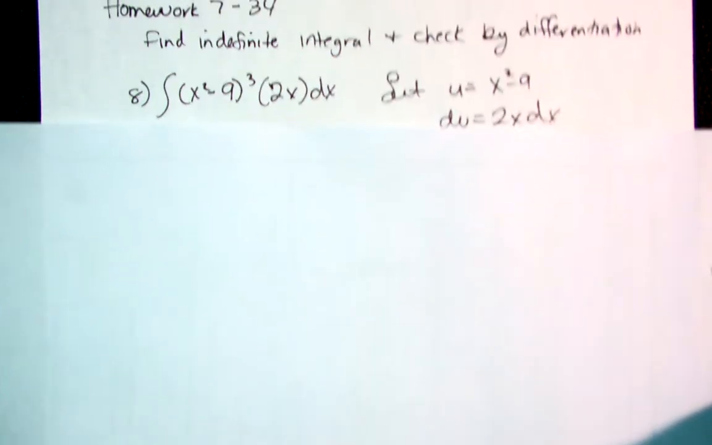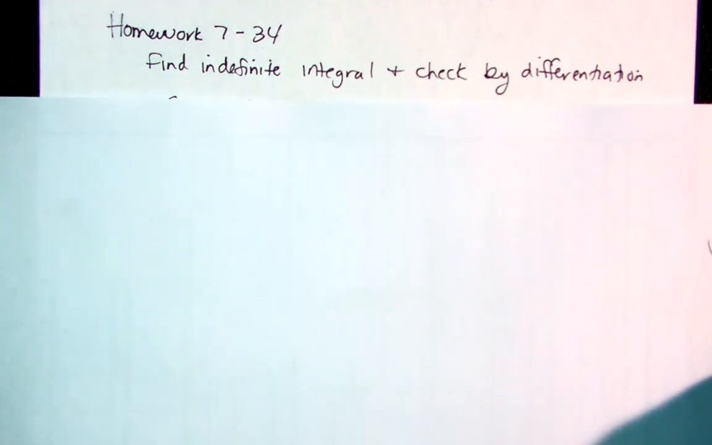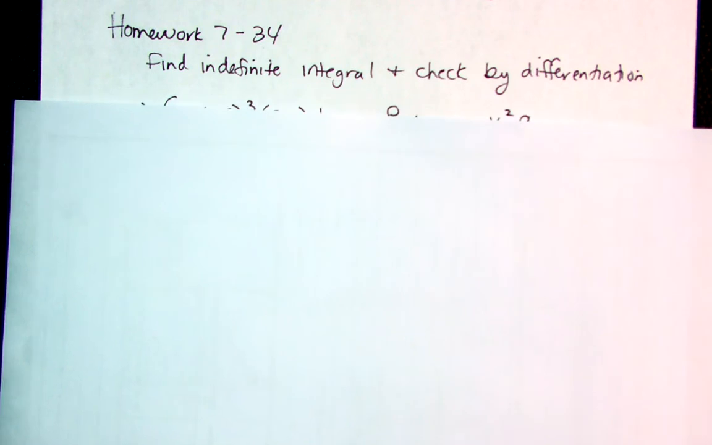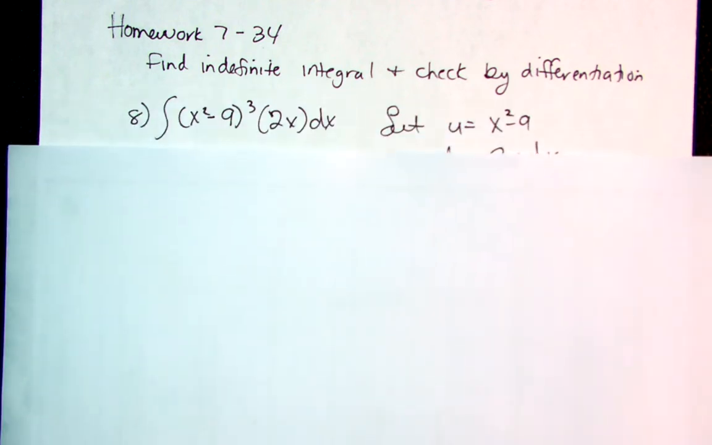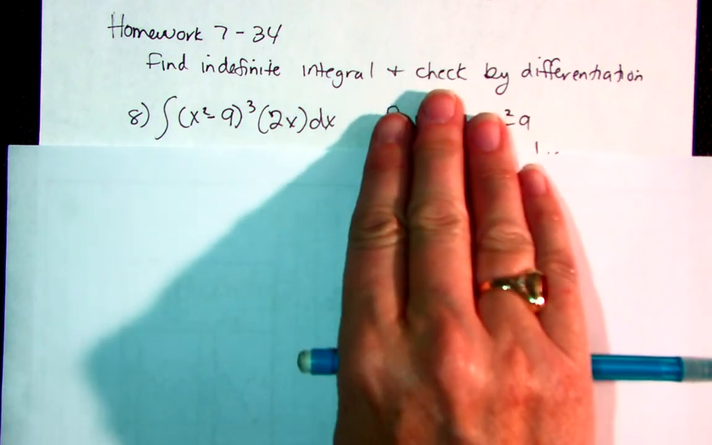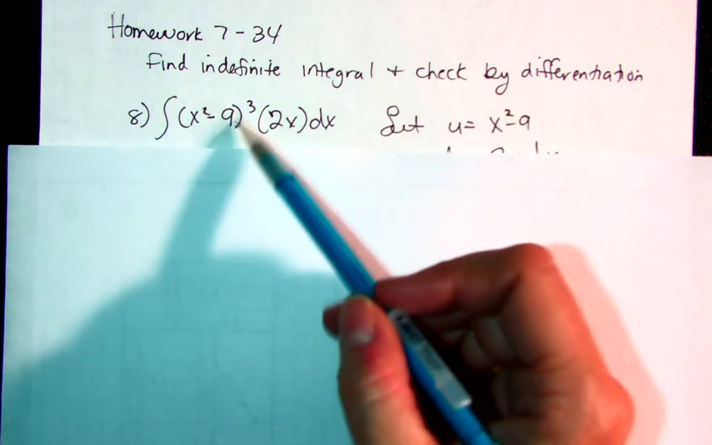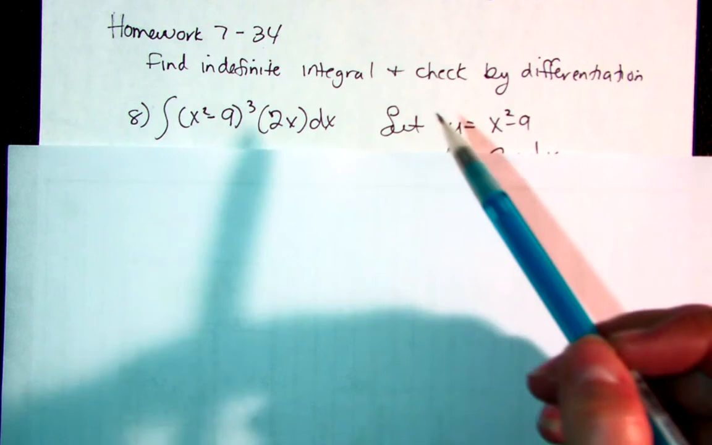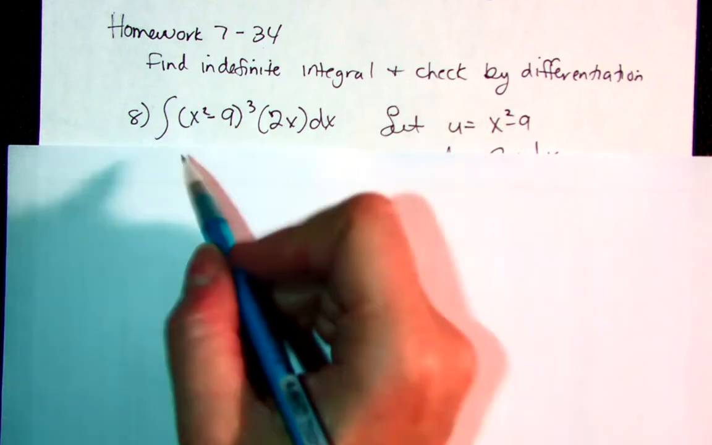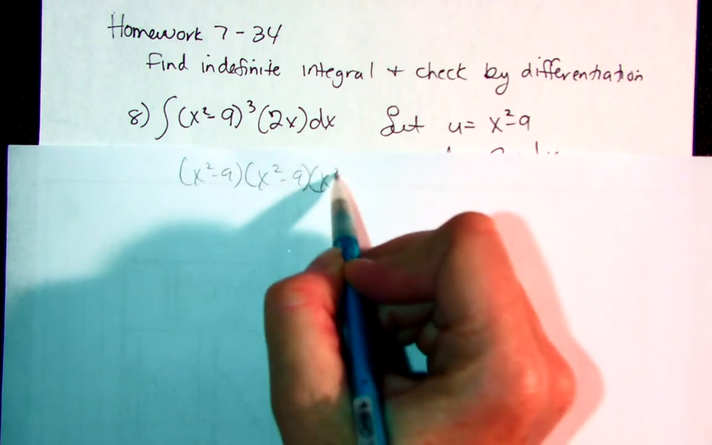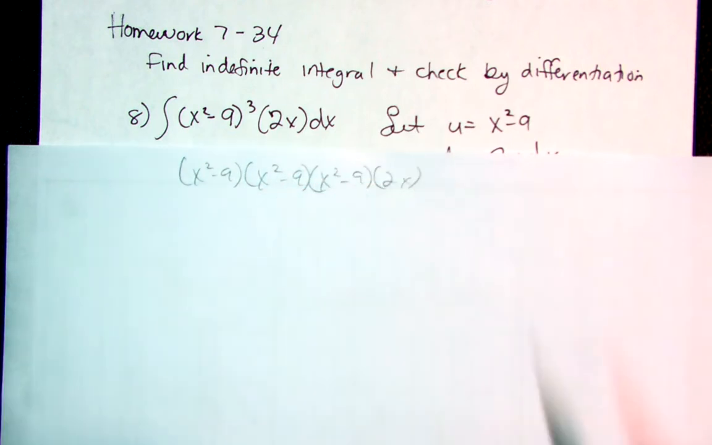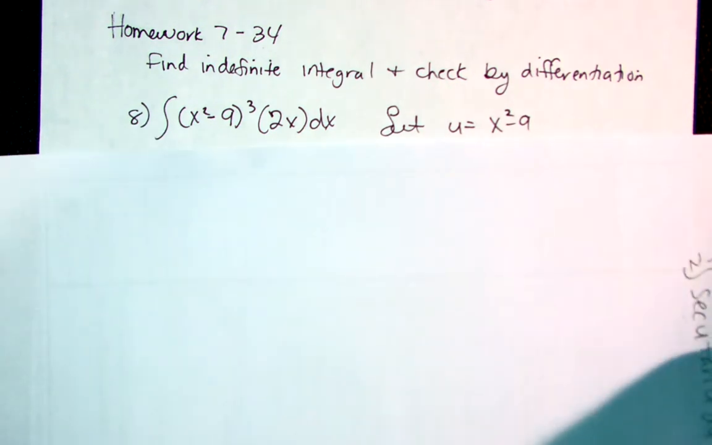Homework 7 through 34. It says, find the indefinite integral and check by differentiation. So just integrate it and then check it. So again, you don't have this. It says x squared minus 9 quantity cubed times 2x dx. Again, I can multiply that out, right? X squared minus 9 times x squared minus 9 times x squared minus 9 times 2x, right? No. I'm going to go ahead and I'm going to try to do u substitution.